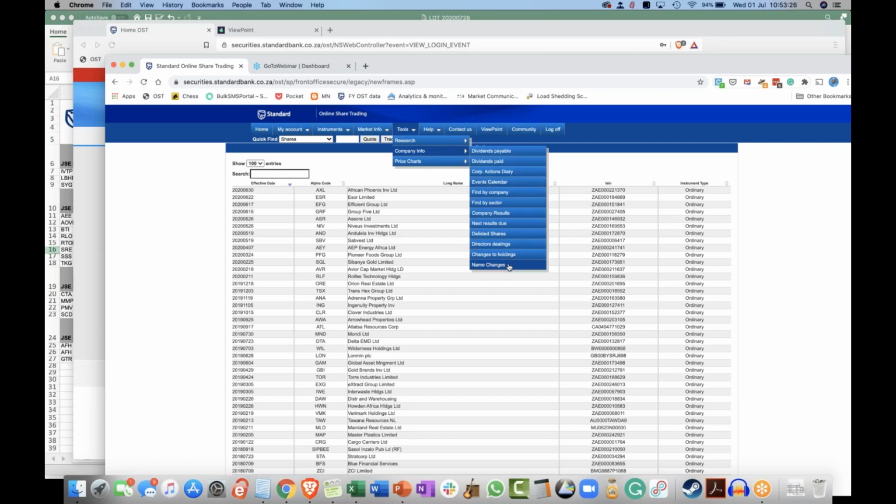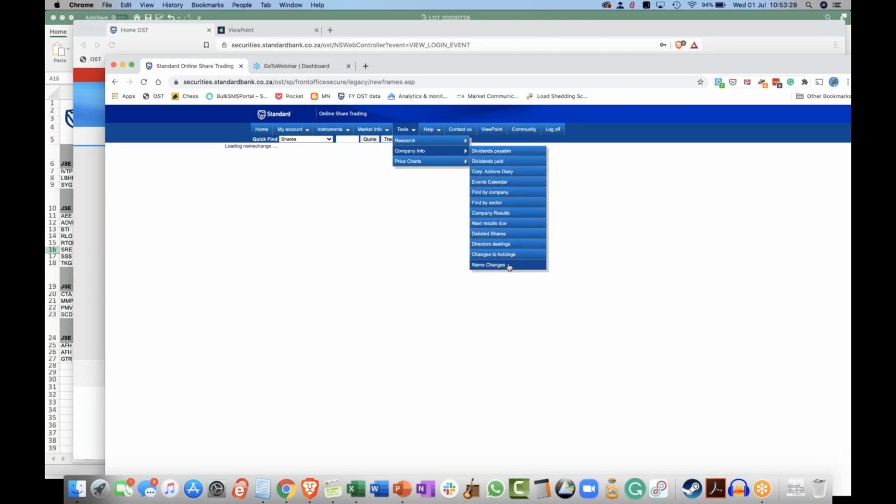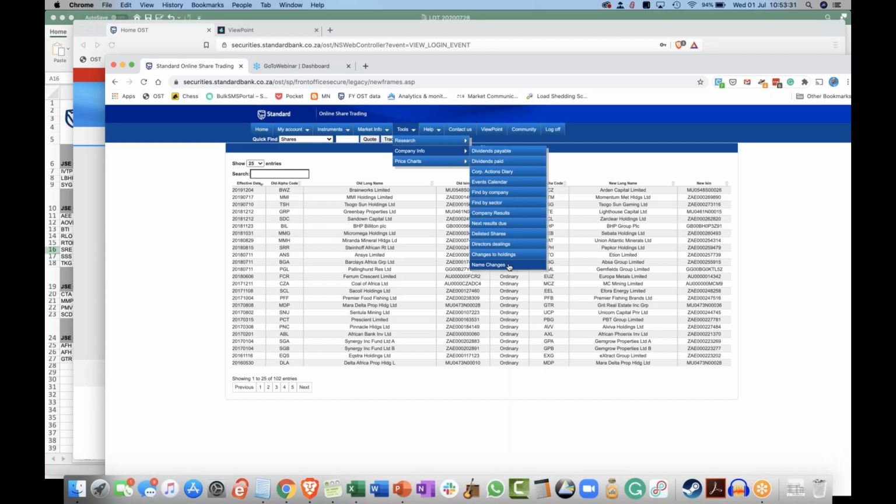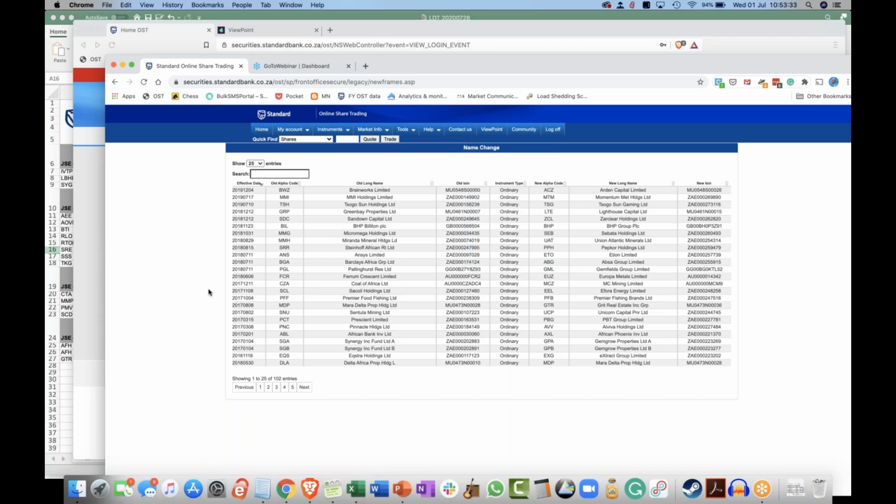And then the other one is name changes, which is also going to be useful, particularly if you've got an old share somewhere and you're wondering what the heck's happened to it. Sometimes it's just changed the name, so old name, new name. Brainworks becomes Arden Capital. I didn't even know Brainworks as a company. Sacor Holdings became Ephora. Coal of Africa became MC Mining. I always forget that. I see MC Mining and have no idea where it comes from. It was old Coal of Africa.